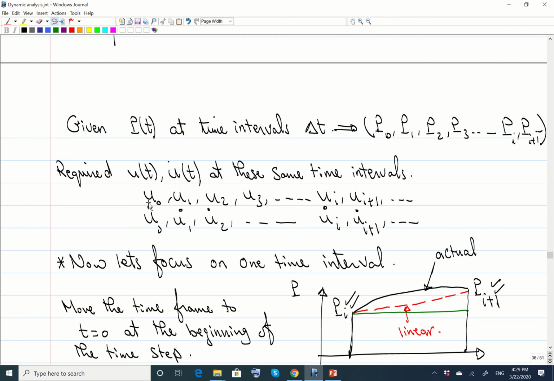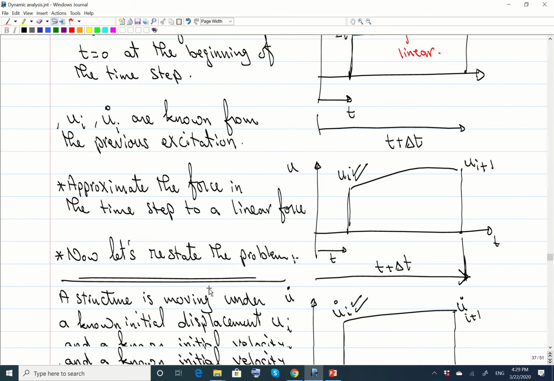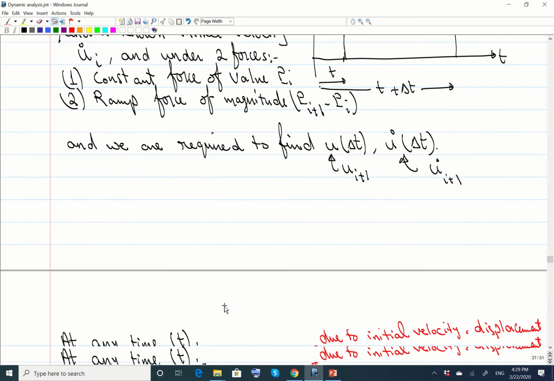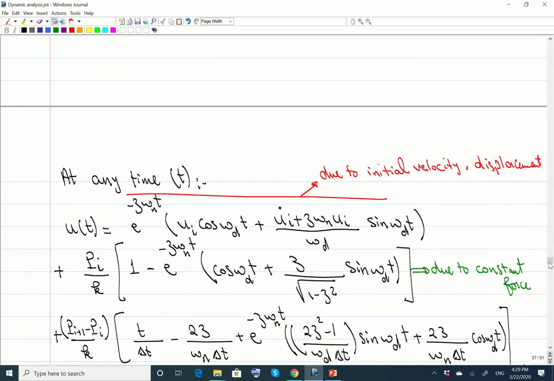And once you start applying this force P of t, how will the displacement build up to u1, u2, u3, and so on? How will the velocity build up? You know the initial condition, and you need to go step by step. Find u1, u1 dot, u2, u dot 2, u3, u dot 3, and so on. How will you jump from one step to another? Simply through those equations that we mentioned.